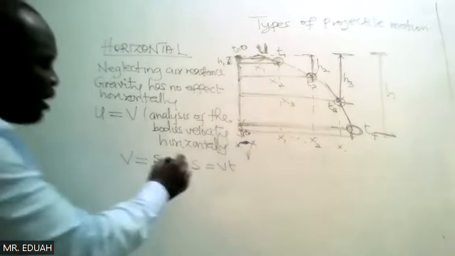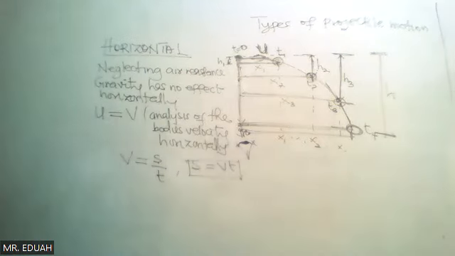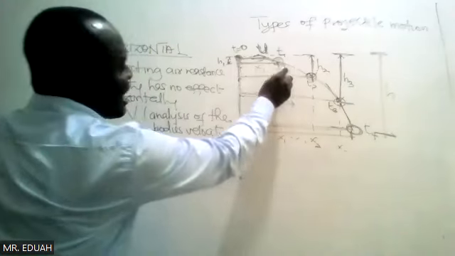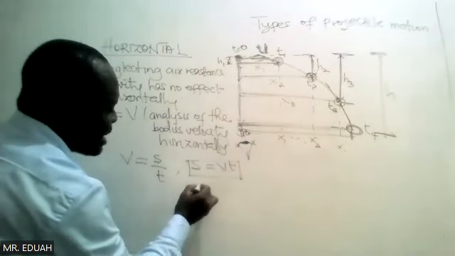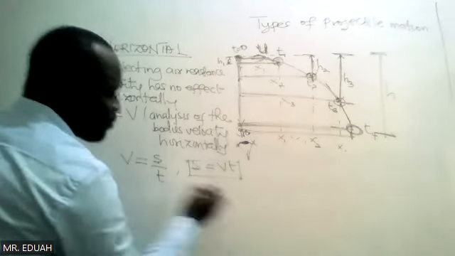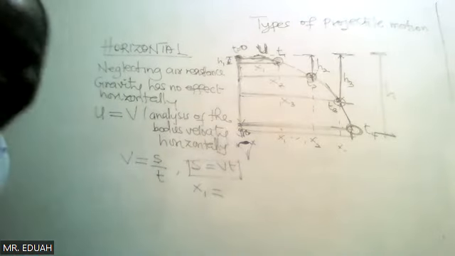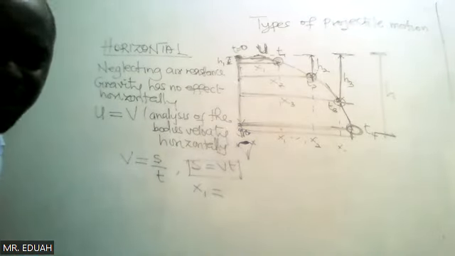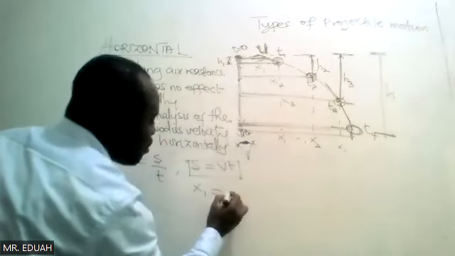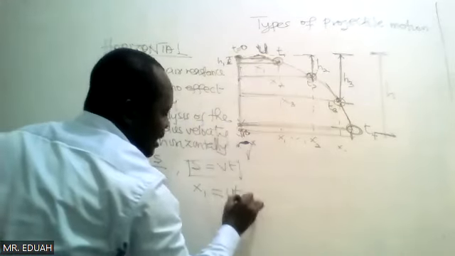Because displacement is equal to velocity times time, if I want the horizontal displacement at time t1, x1 will be equal to, what is the velocity? The horizontal velocity is constant. It's always equal to the velocity of projection. So x1 would be equal to u times the time taken to come here, t1.